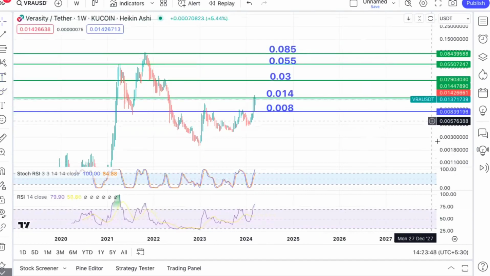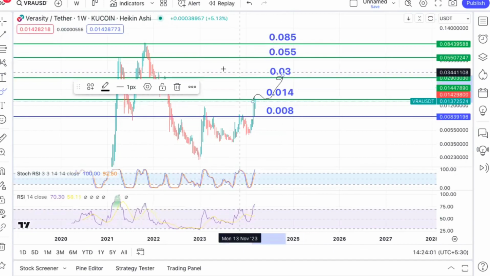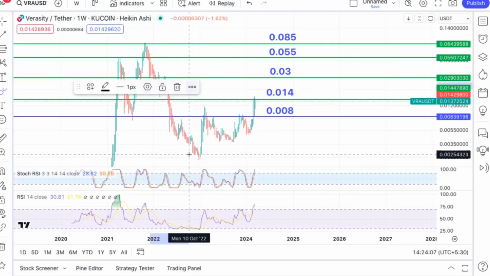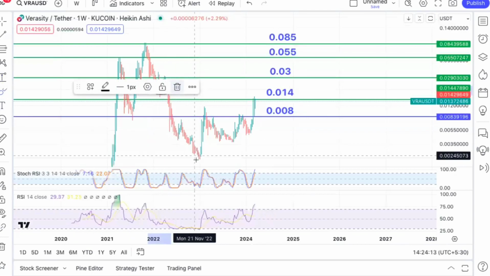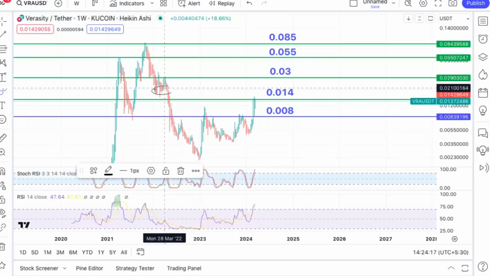So, what are the upcoming resistances for Veracity on the weekly time frame? 0.014 is currently a huge resistance on the weekly. Once it can successfully break it, it's heading to 0.03, which is the next big resistance. Of course, it can chop around over here.